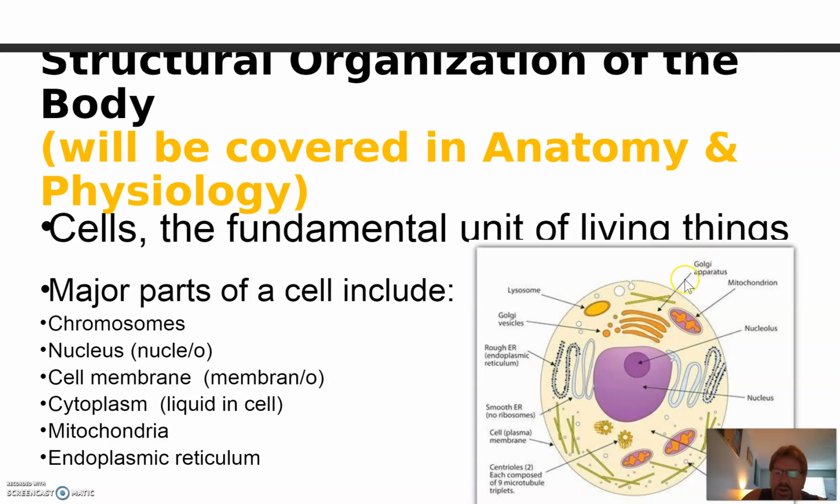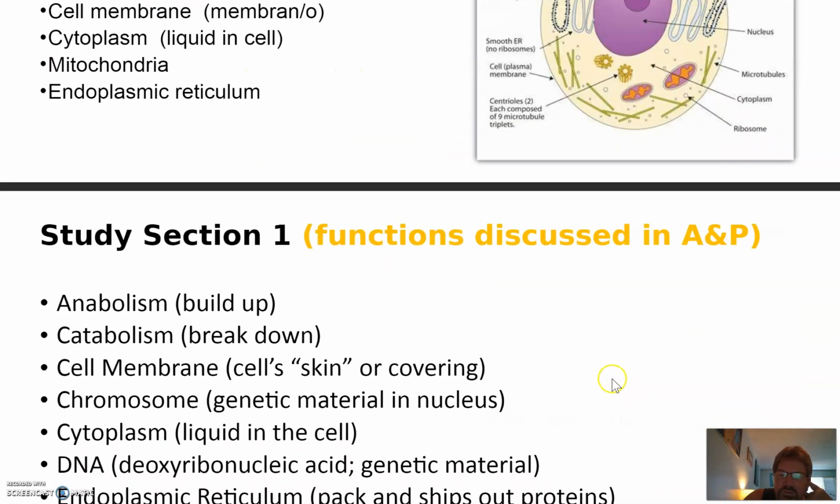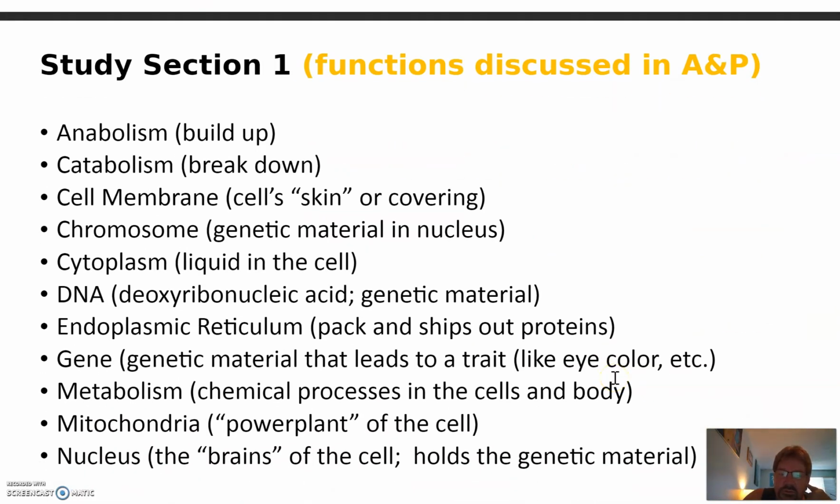The Golgi apparatus helps to package these things and get them ready to be shipped. We also have lysosomes that help break down waste products in the cell. The nucleolus is like a little nucleus within the big nucleus. Everything is coordinated through the nucleus. All the genetic material is in there, the DNA, the chromosomes, and so forth. Anabolism is to build up, catabolism is to break down. We've gone over most of this.